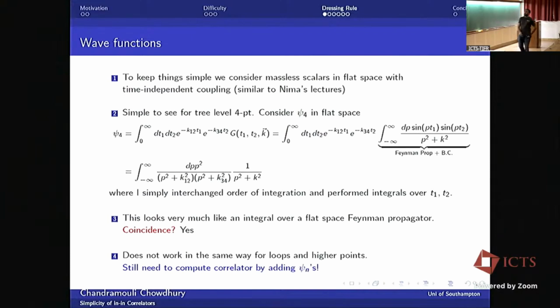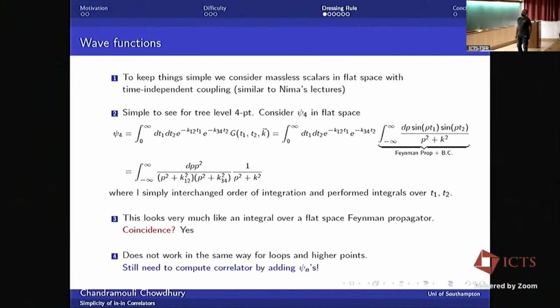And now I'll just use a different representation for the bulk-to-bulk propagator than what I used before. So it's something which you can write in terms of some integral over sine functions. And performing the integral gives you some expression of this kind, where I simply interchange the order of the 2 integrals and first perform the integrals over T1 and T2. So given the structure, you could say that this looks very similar to an integral over a flat space Feynman propagator. But this guy is the flat space Feynman propagator, and these are some kernels.